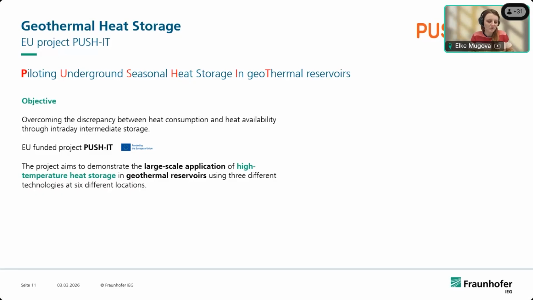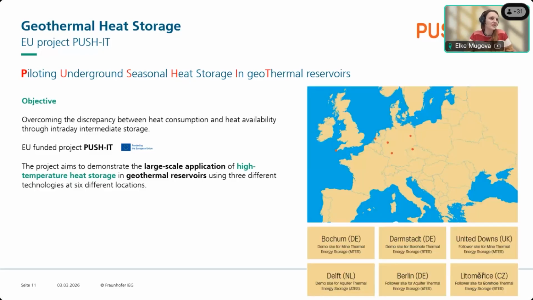And for this reason, we wrote a proposal to investigate certain ideas or certain concepts when it comes to underground heat storage. And we wanted to have a large scale application of high temperature heat storage. And now the important word is high temperature, because low temperature, and I've explained just now, is done already in several cases, but not high temperature. So we chose 3 different locations for pilot plants and 3 different follower sites. You can see them here.